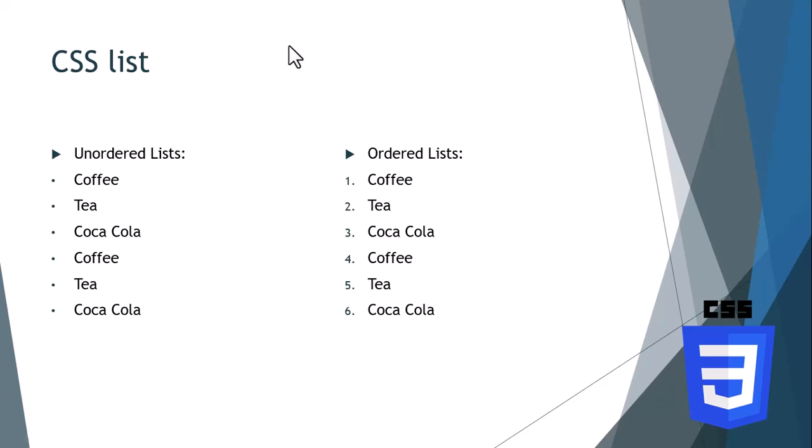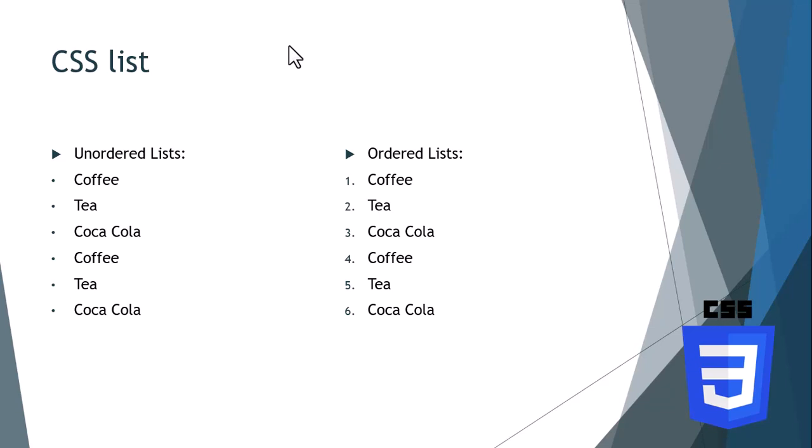Now in this tutorial I'll be teaching you the CSS list. In HTML, like I've told you earlier, we have different types of lists. We have the unordered list, we have the ordered list.